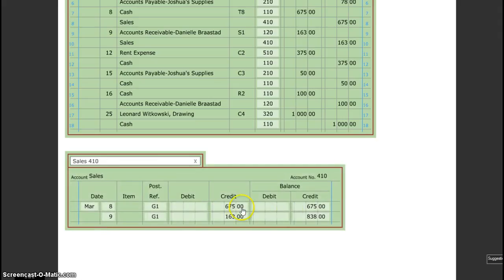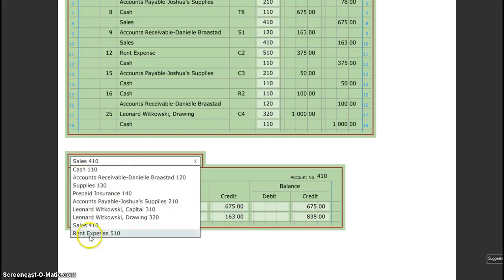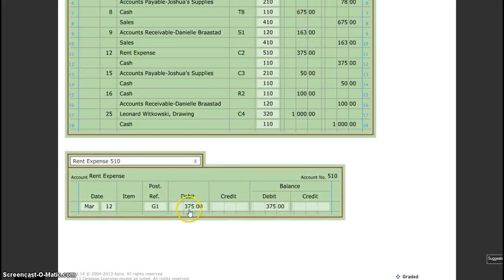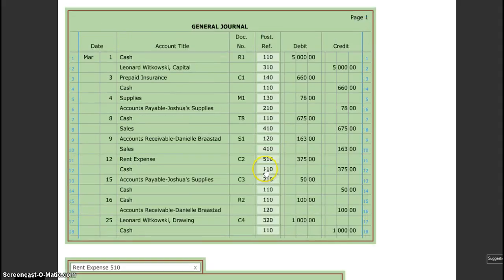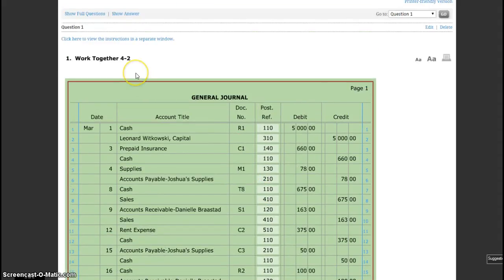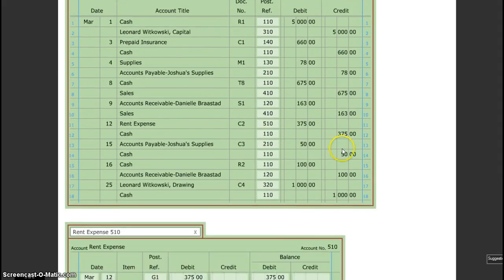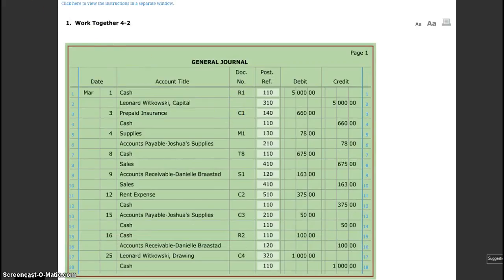Sales, we recorded $675 worth of sales on the 8th and $163 on the 9th for the total of $838. And finally, rent expense, we had only one account transaction affecting rent expense, so it was debited for $375. And that is the conclusion of 4-2, Work Together. Go ahead and finish this problem and move on to the On Your Own problem.